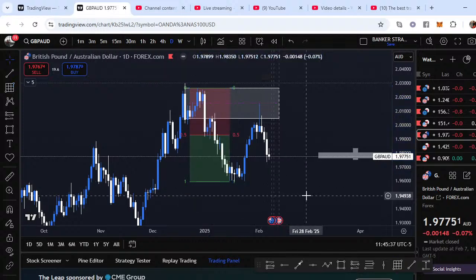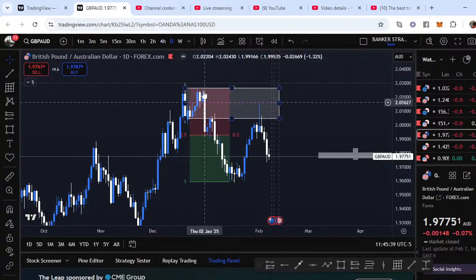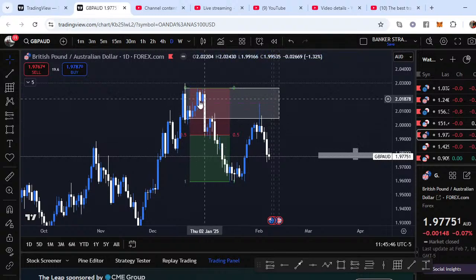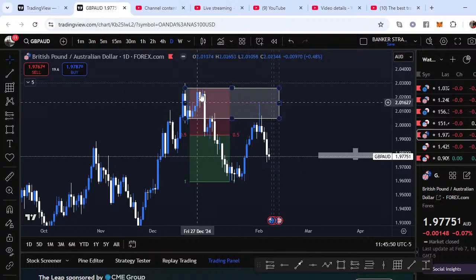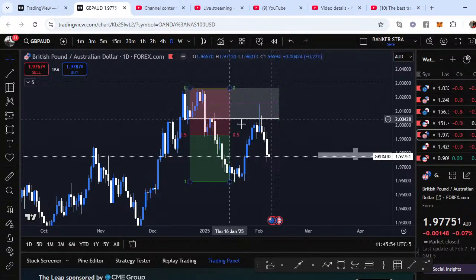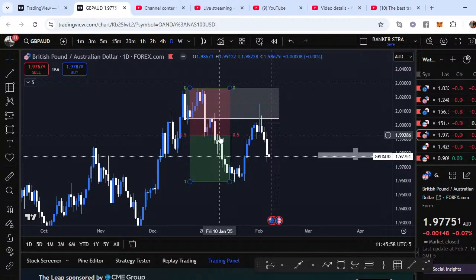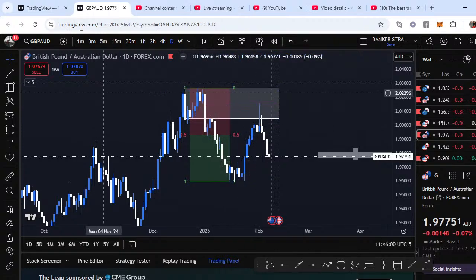Right. Willingness to sell. Fair value gap. Order block. Like it's crazy. Fair value gap. Order block. Enters. Let's go to the smaller time frame, the 5-minute chart. Let's see.